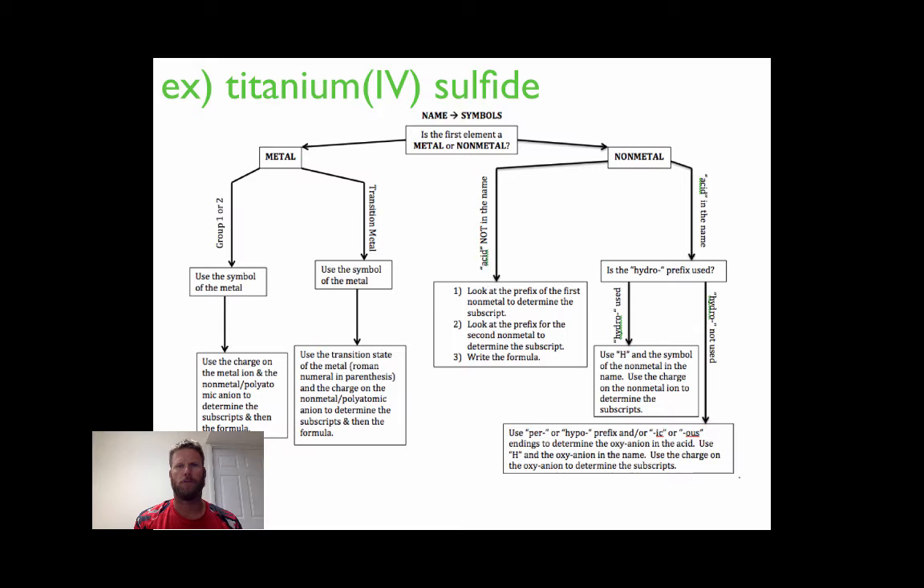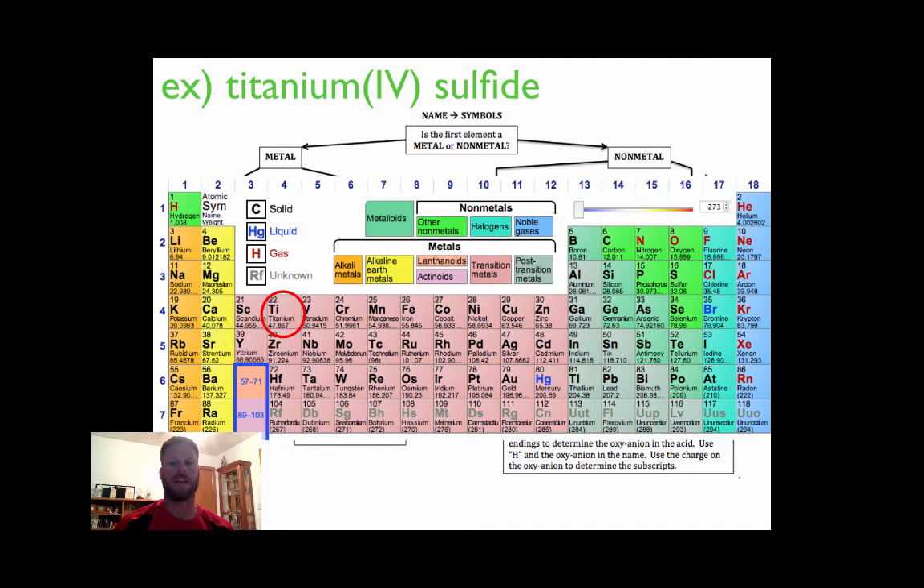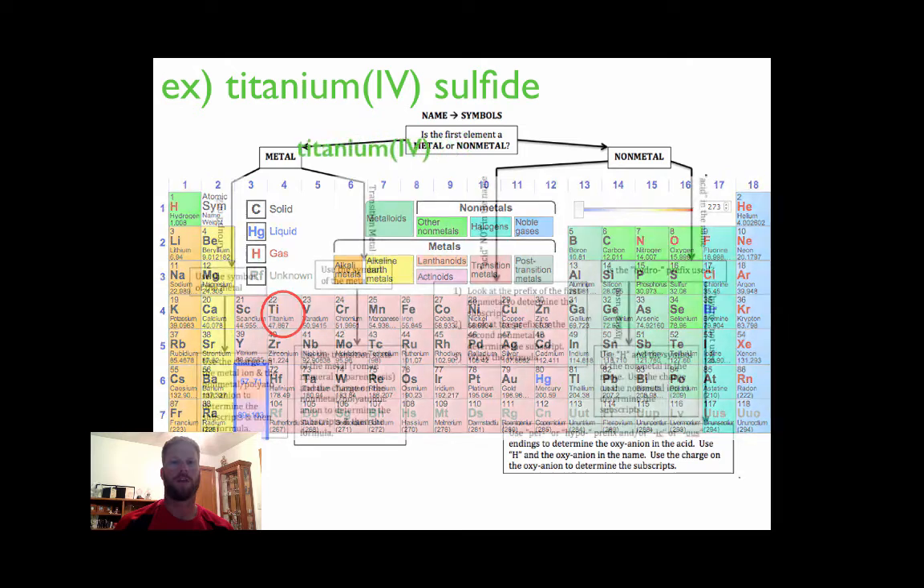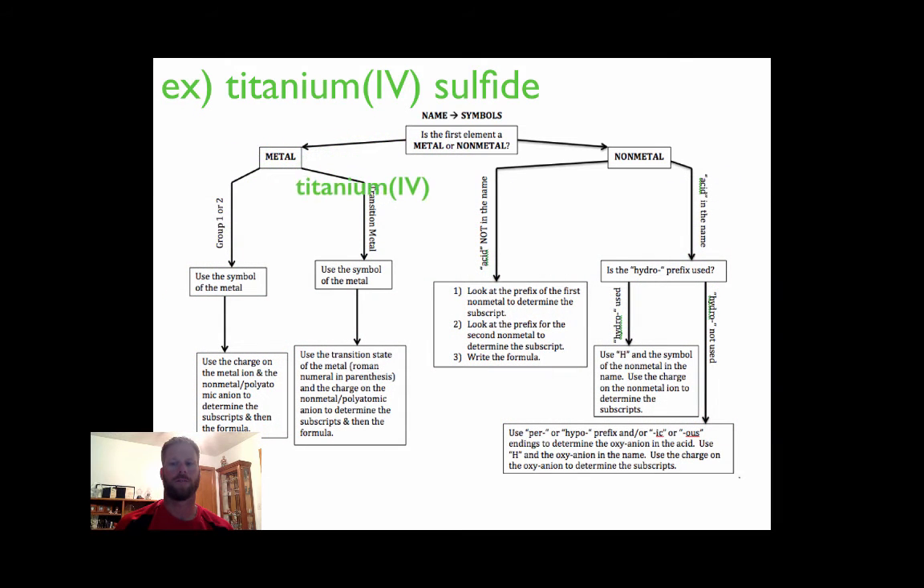Let's get the formula for titanium(IV) sulfide. Follow the game plan. Is titanium a metal or nonmetal? Titanium is right here on the periodic table, so we know it is a metal. It is also a transition metal, so we can follow that path on our flow chart. All we need is the symbol of the metal, Ti.